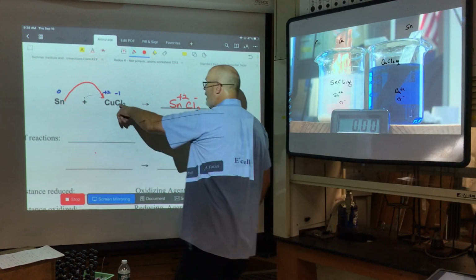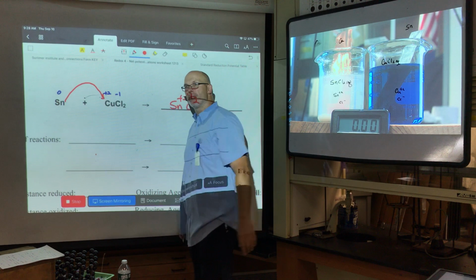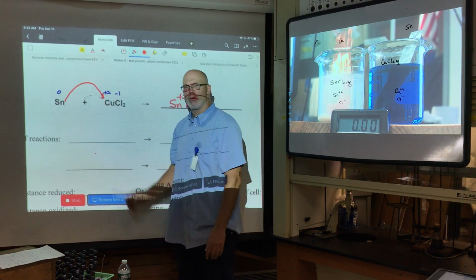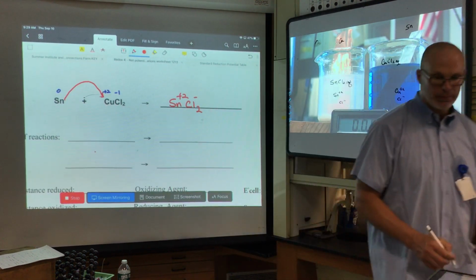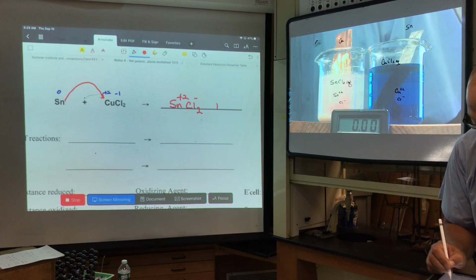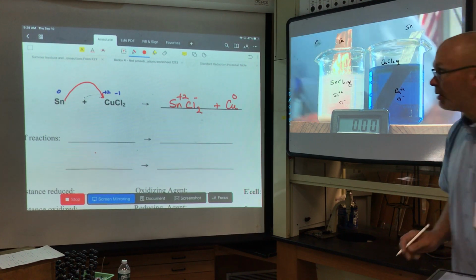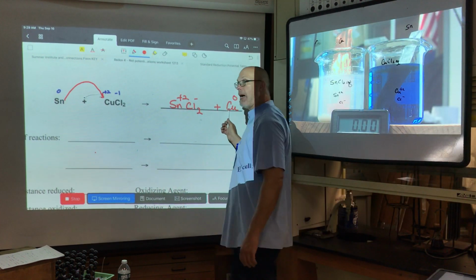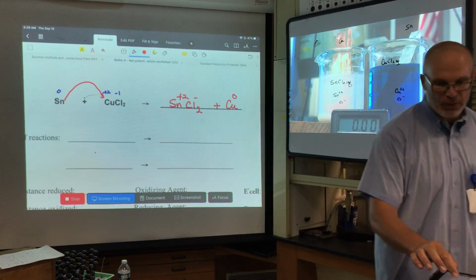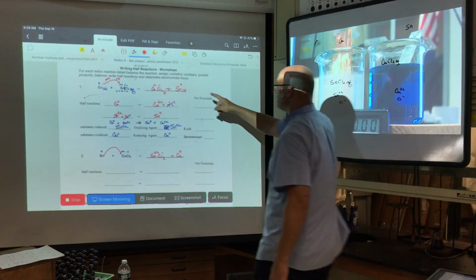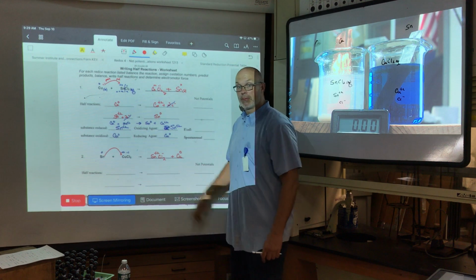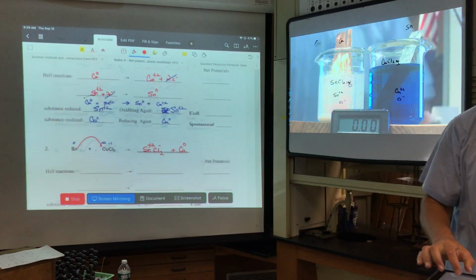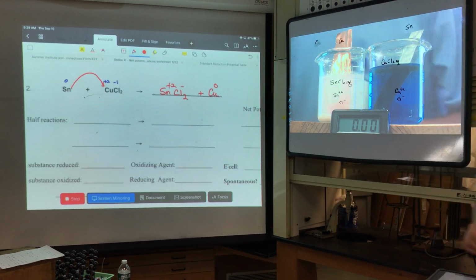I'll leave the charges there just to notice something. If copper gains 2 electrons, doesn't it become copper 0? Why would it attract to negative chlorine? It wouldn't. It'd be popped out. So what am I saying here, party people? In this reaction, if it works, we produce copper. In the other one, if it worked, we produce tin.